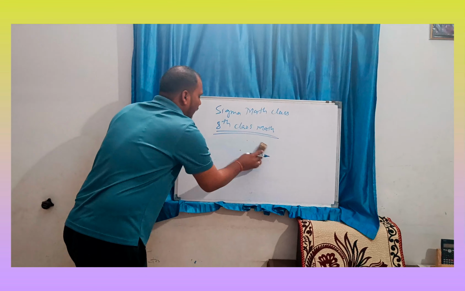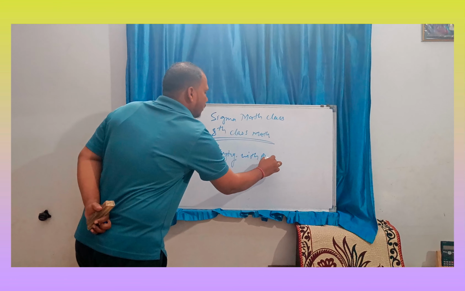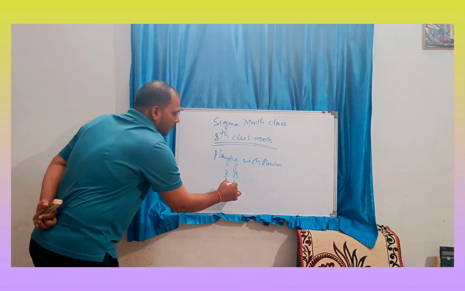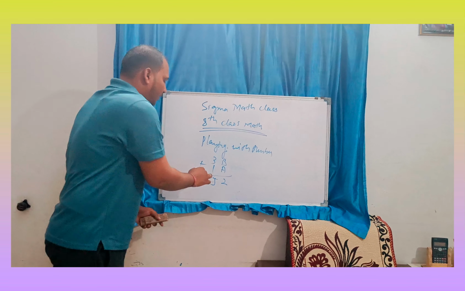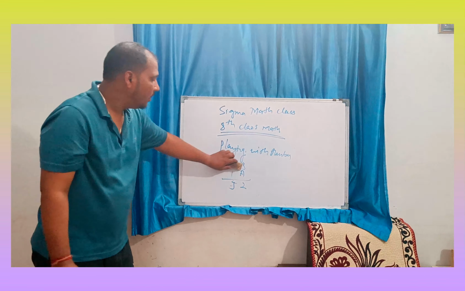Then next, playing with numbers. Which type of question is asked here? For example, 3, then B, then 1, then A. What are the values of A and B? Multiplication, this type of one question is asked in multiple choice. Next, again playing with numbers, then one question on rational numbers.